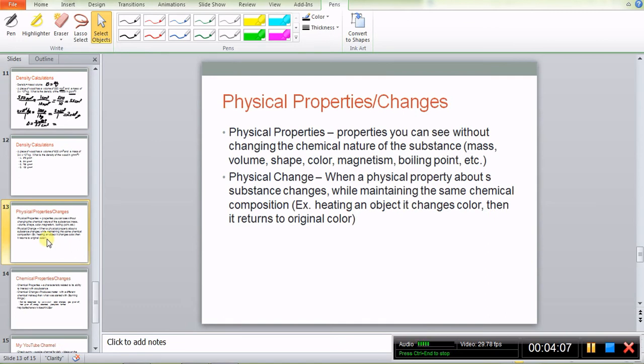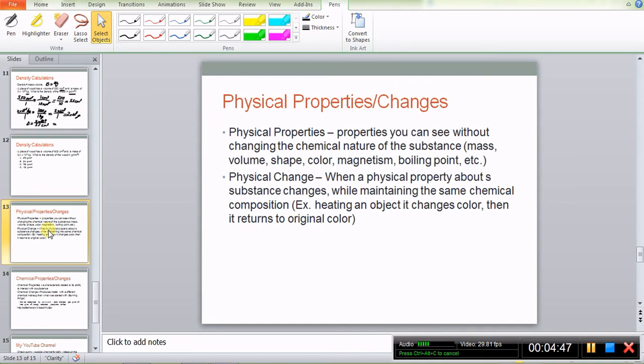Last thing I want to go over here is physical properties and changes, and then chemical properties and changes. So physical properties are properties you can see without changing the chemical nature of the substance. Examples are mass, volume, shape, color, magnetism, boiling point, freezing point, all that kind of stuff. And a physical change is when a physical property about a substance changes while maintaining the same chemical composition. So a physical change might be when you heat an object, it changes color, and then it returns to its original color when it cools down. Or phase changes, like an ice cube melting would be a physical change.